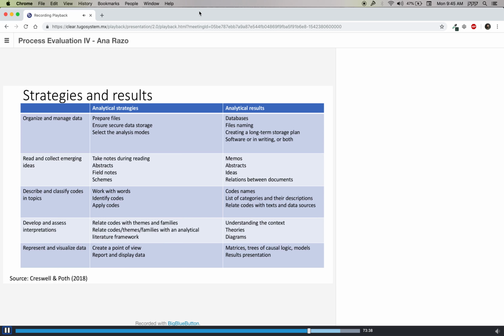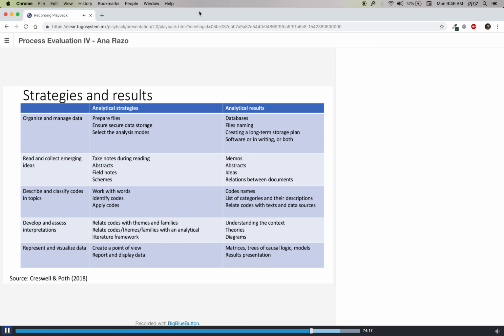In the next part, we also need to develop and assess interpretations. So how do we start giving place to a framework that relates some things with others? How are we going to relate codes with themes and families, for instance? We are going to analyze an example later on, but how do we organize this data in different categories and in broader relations to be able to explain the problem or implementation? So we can use theories, understanding the context, and diagrams.